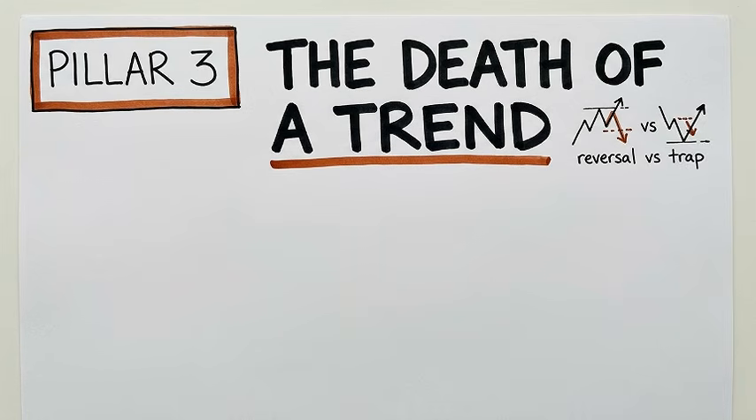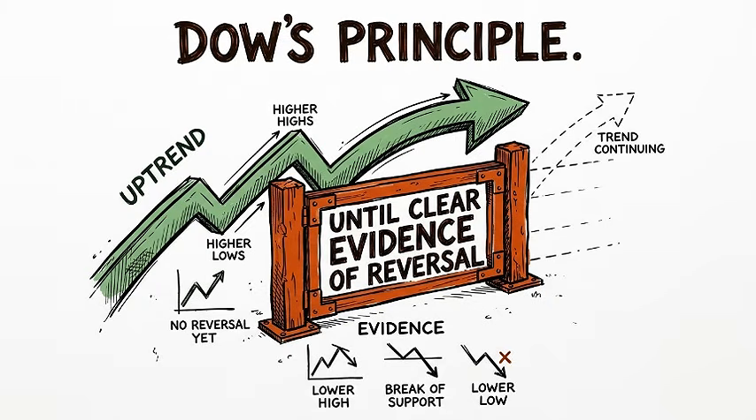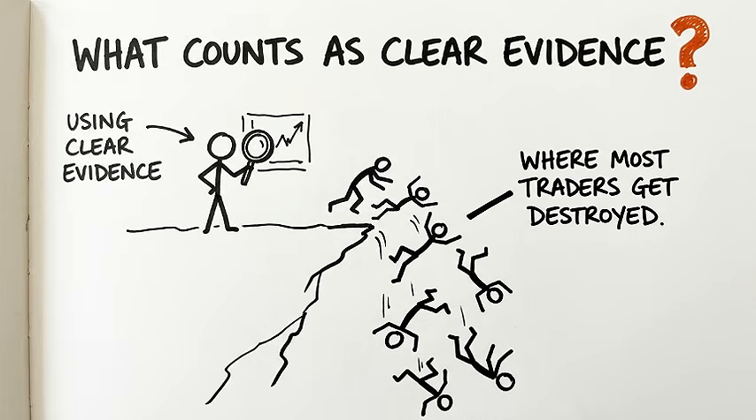Pillar 3, the death of a trend, and how to tell the difference between a real reversal and a trap. This is the question that separates profitable traders from everyone else. When does a trend actually die? Dow's principle is straightforward. A trend persists until there is clear evidence of reversal. But what counts as clear evidence? This is where most traders get destroyed.